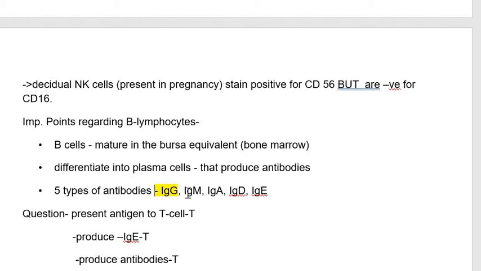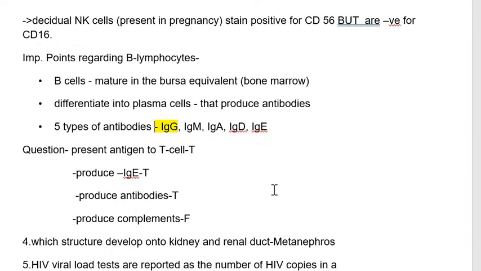IgM is the largest immunoglobulin. It has 5 sites for binding the antigen. So it is large, it is a pentamer, found in the acute infections. Then IgA is found in the secretions, IgD is non-specific, and IgE is released whenever there are allergic reactions.